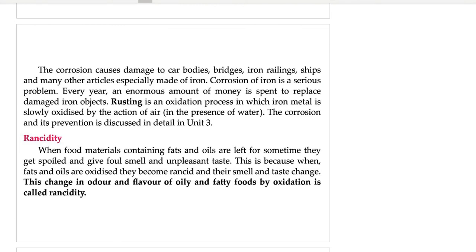Here we just had an idea that it happens due to oxidation, because we just learned what oxidation is. So these are the ill effects of oxidation. Rancidity. I told you that when oily foods or foods containing fats and oils are left for some time in normal conditions, or maybe in the presence of light, they get spoiled, giving a foul smell and unpleasant taste. They are said to be oxidized. That is rancid. This change in odor and flavor of oily and fatty foods by oxidation is called rancidity.